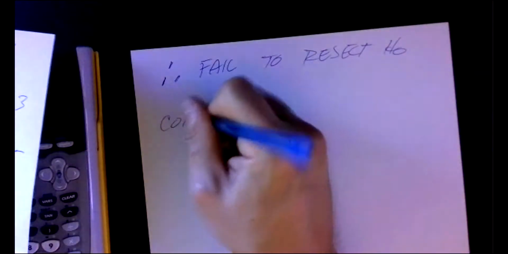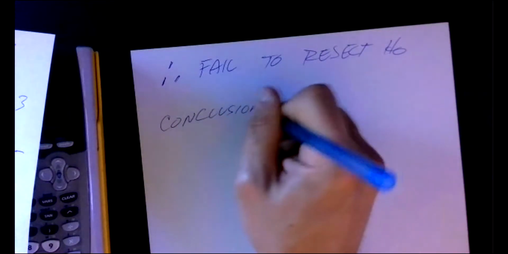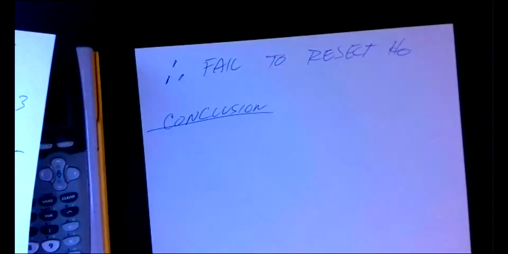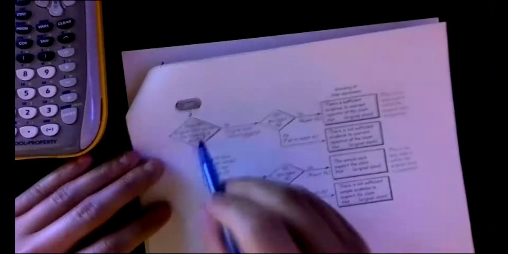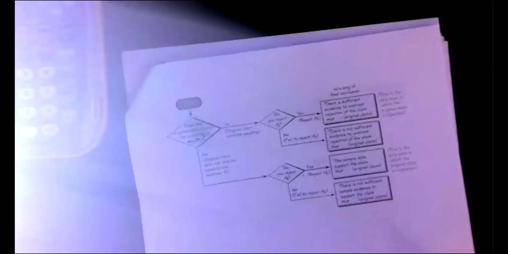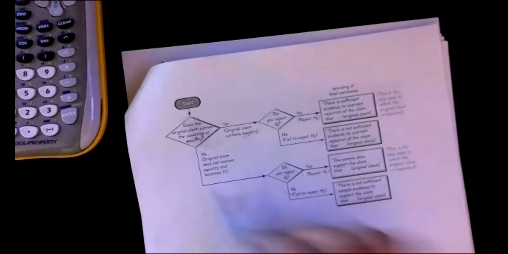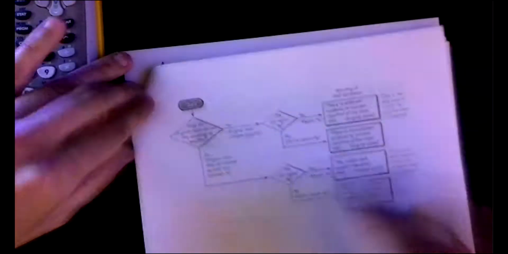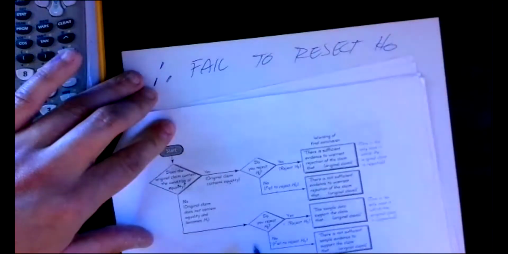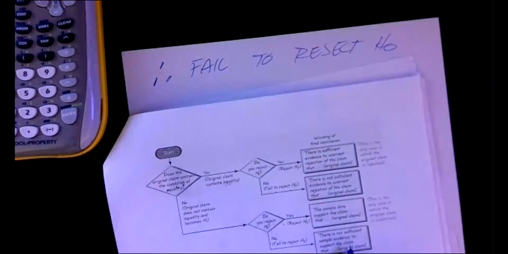Therefore, fail to reject the null hypothesis. Conclusion. Does the original claim contain equality? No, it does not. Do you reject the null hypothesis? No, we fail to reject. There is not sufficient sample evidence to support the claim.